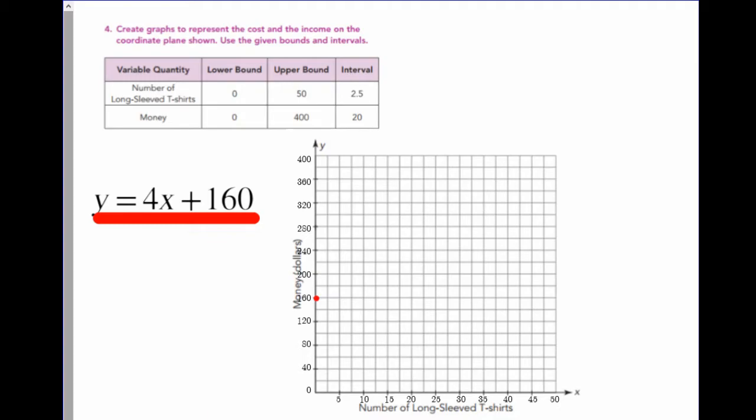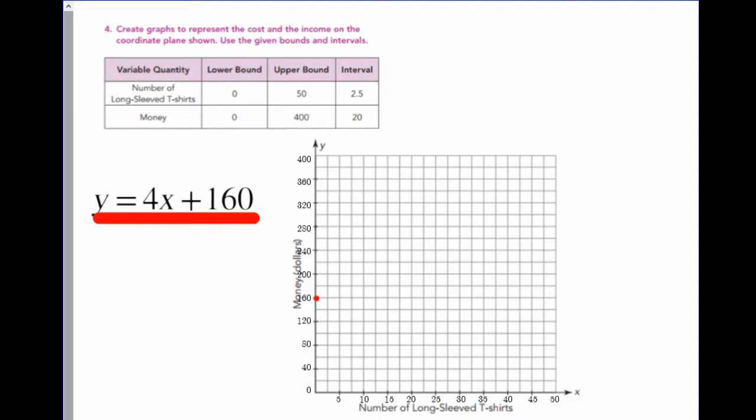So our first point we can make is our y-intercept. This is already in slope-intercept form. Y equals mx plus b. B's our y-intercept, which is 160 here. So make your first dot at 160 on the y-axis, like I've done there.